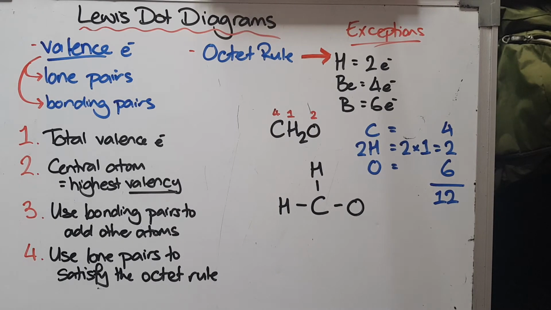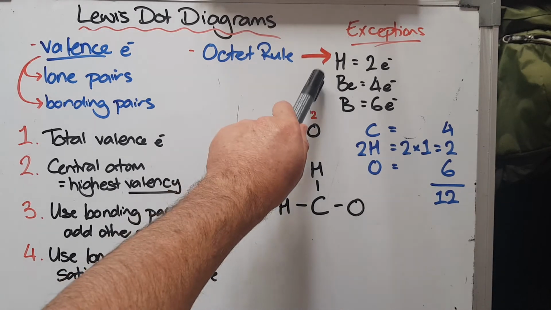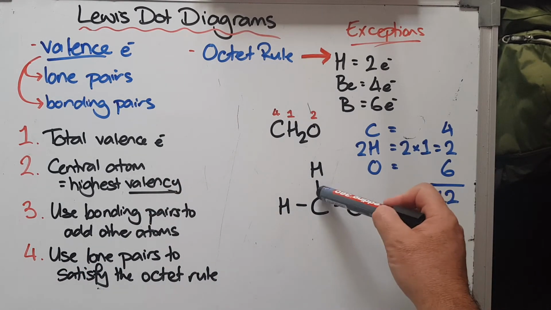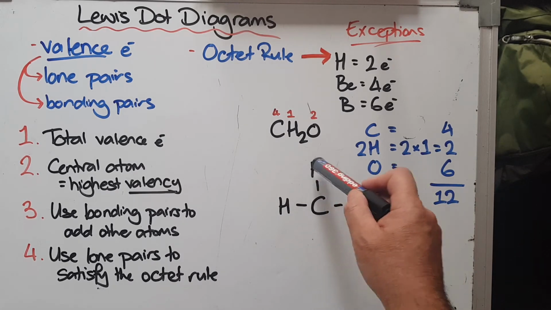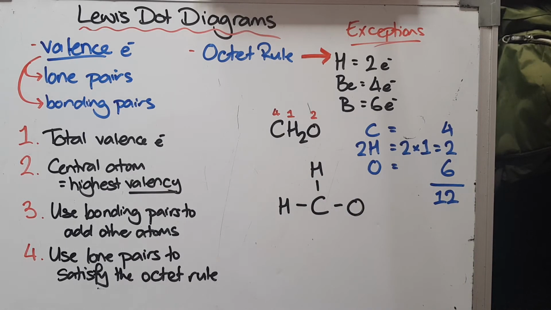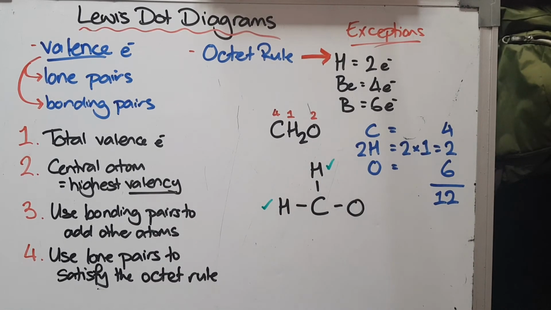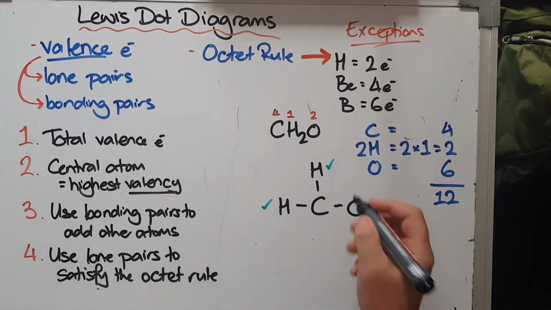I'm going to use lone pairs to satisfy the octet rule for the elements that I need to do that for. Hydrogen doesn't obey the octet rule. It only needs 2 electrons to be stable. It's got those 2 electrons in a bonding pair. So each of these is already satisfying its need to be stable. Oxygen, though, does obey the octet rule. So I'm going to put those extra 6 electrons around oxygen.